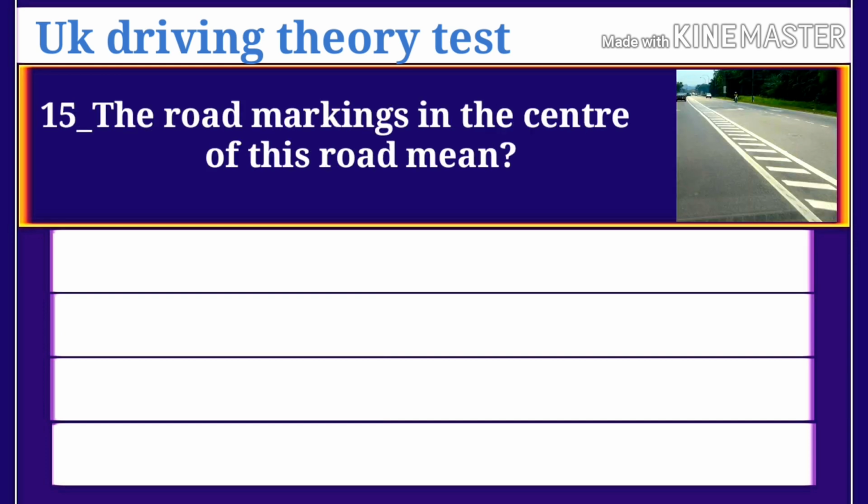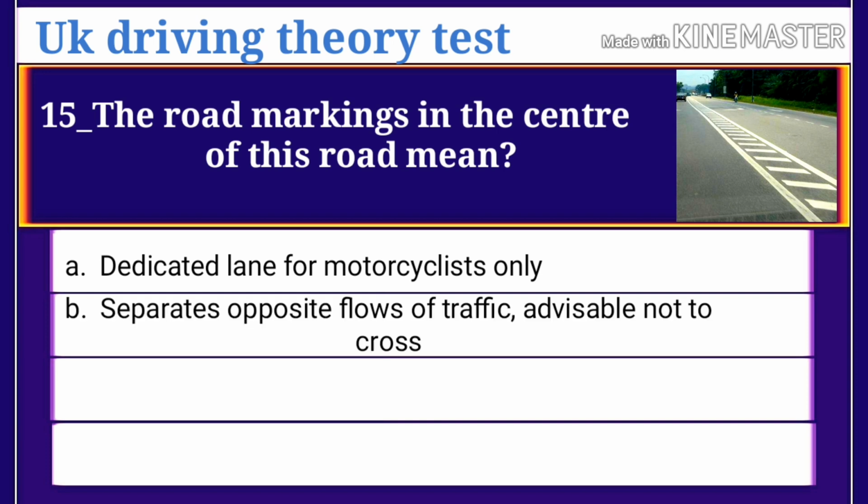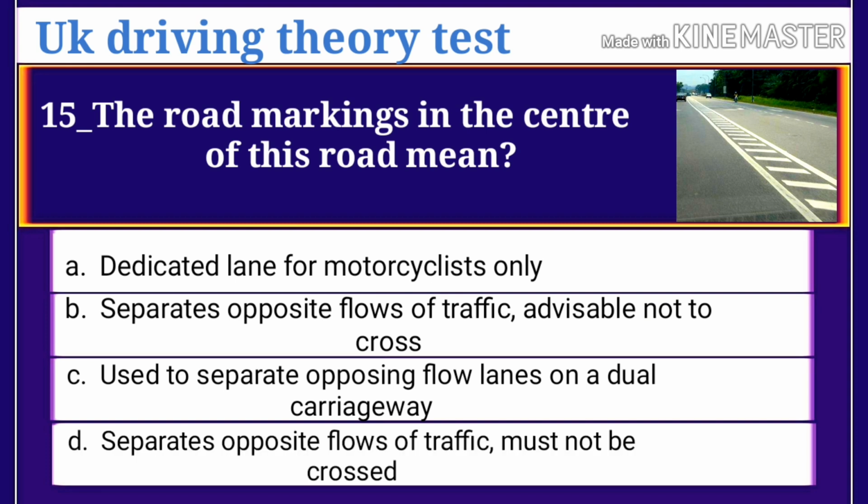Question 15. The road markings in the center of this road mean: A. Dedicated lane for motorcyclists only. B. Separates opposite flows of traffic. Advisable not to cross. C. Used to separate opposing flow lanes on a dual carriageway. D. Separates opposite flows of traffic, must not be crossed. The correct answer is D. Separates opposite flows of traffic, must not be crossed.